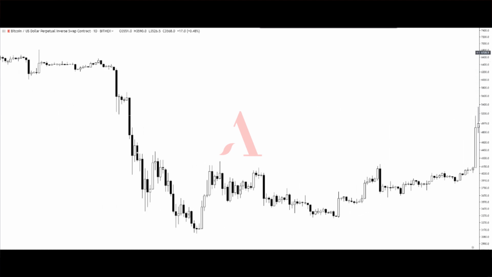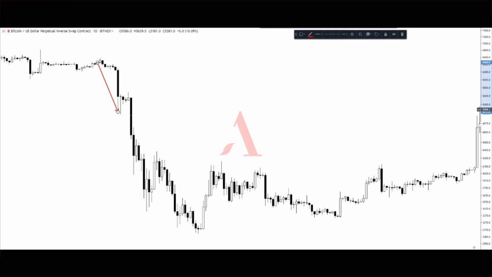Let me explain why. So here, market creates a low, a lower high, a lower low, a lower high, another lower low, a lower high, and this is the last lower low right here. Watch what happens. Price breaks this recent high and does what? Creates a higher low. What happens next is price fails to create a higher high above here, thus continuing the downtrend.